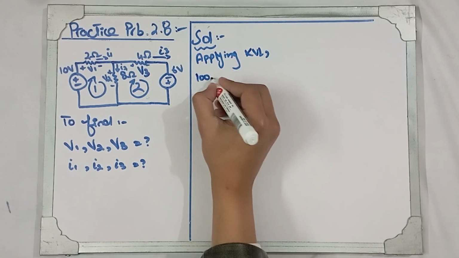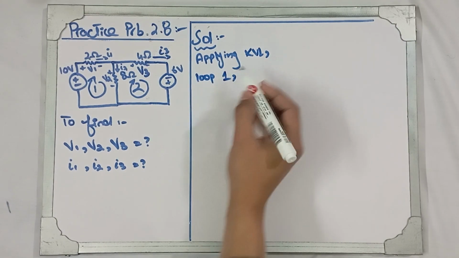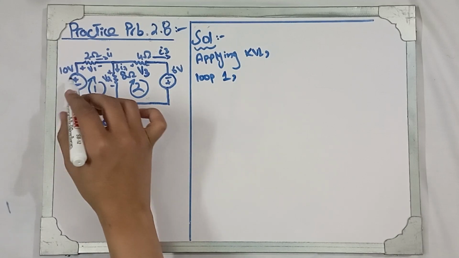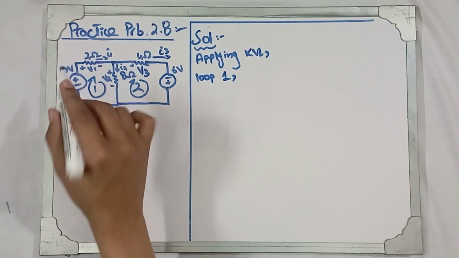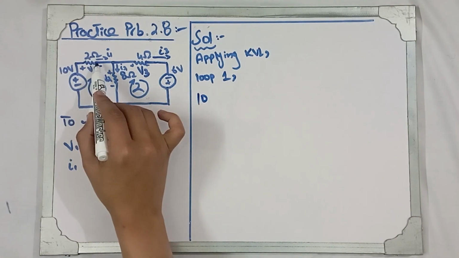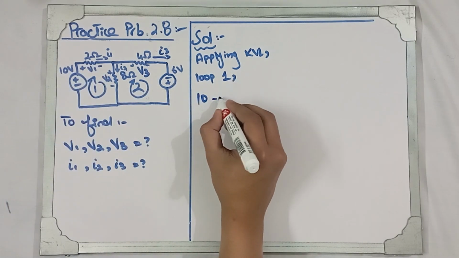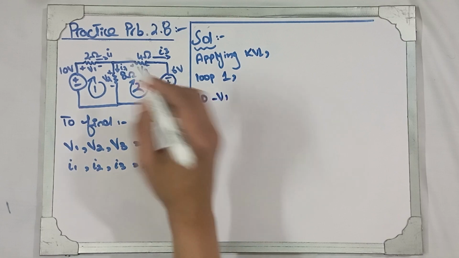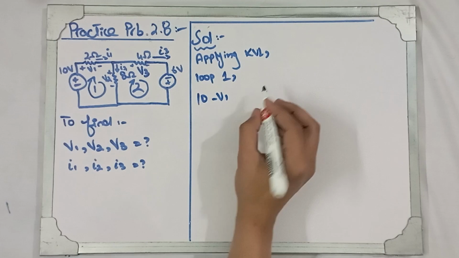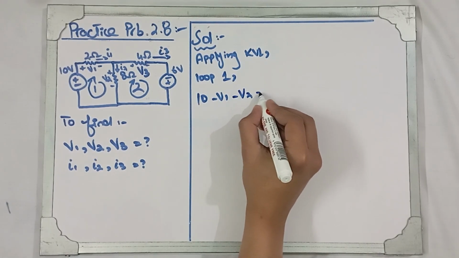for the first loop. So now you can see that in the first loop the current is flowing in the clockwise direction. So for the 10 volts voltage source, the current is flowing from negative towards the positive, meaning there is an increase in potential, so positive 10. And then for the 2 ohm resistor, the current is flowing from positive towards the negative, meaning there is a drop in potential, so negative V1. And then for the 8 ohm resistor, the current is flowing from positive towards the negative again, so there is a drop in potential, negative V2, equal to 0.